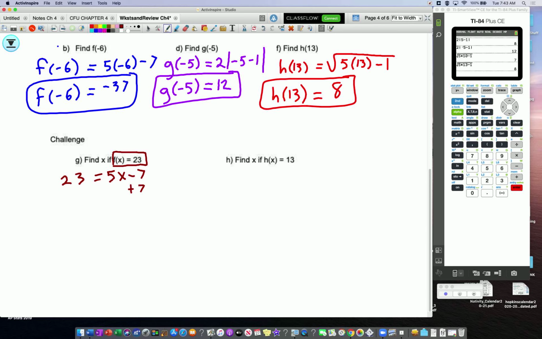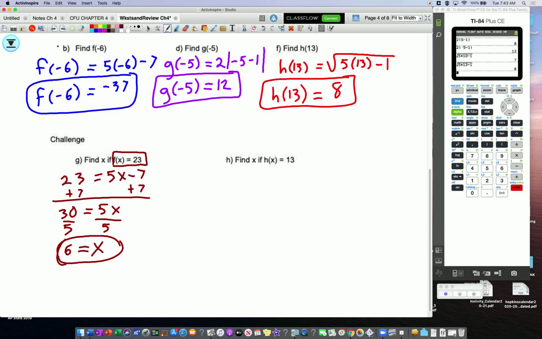Inverse operations say add 7 first. So I get 30 equals 5x. Divide both sides by 5. And x equals 6.